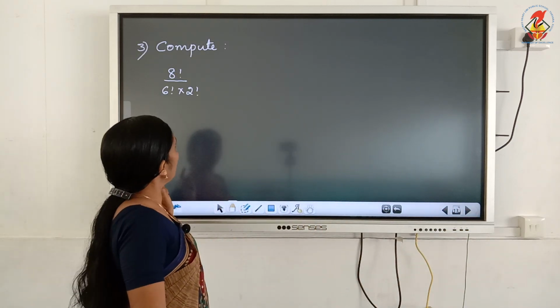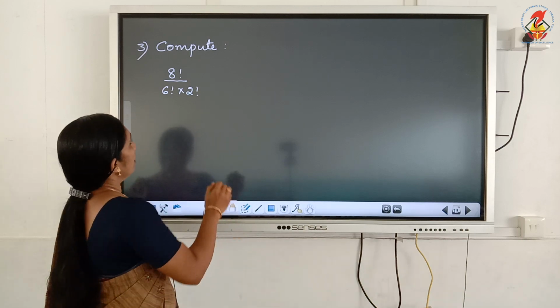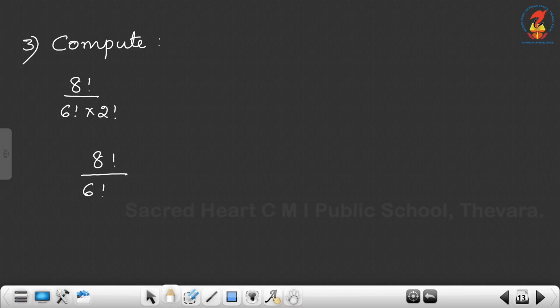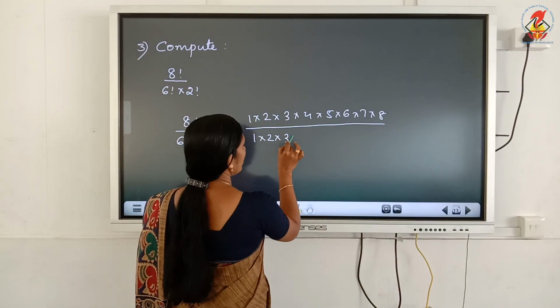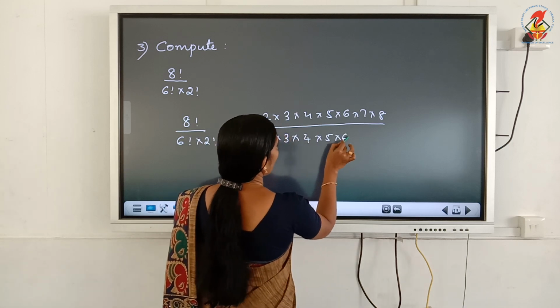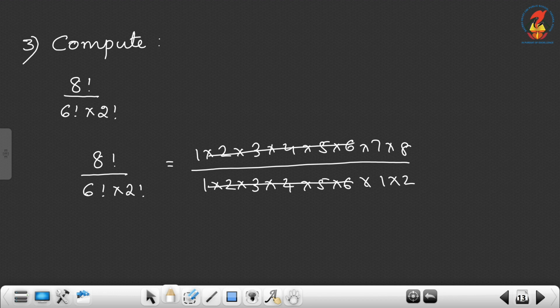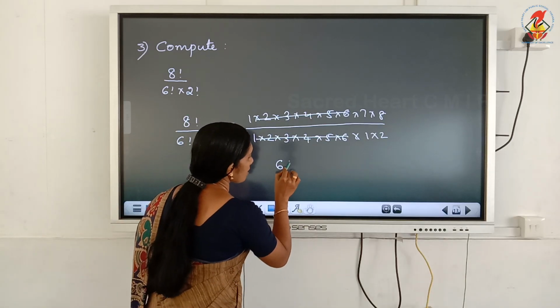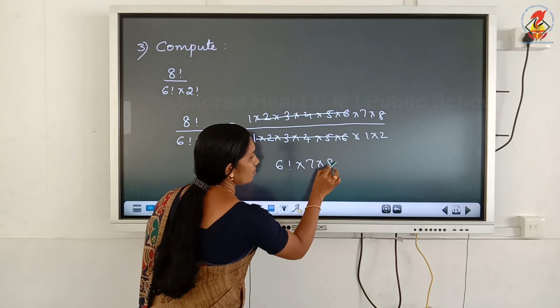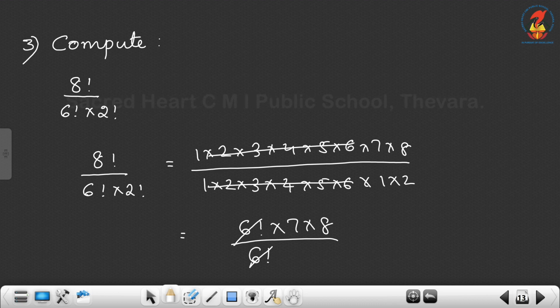Compute 8 factorial by 6 factorial into 2 factorial. So, 8 factorial means 1 into 2 into 3 into 4 into 5 into 6 into 7 into 8. But it is difficult to write all these numbers, isn't it? We can cancel this, then into 1 into 2. So, the easy method is, here 6 factorial, so 8 factorial we can express as 6 factorial into 7 into 8, by 6 factorial. So, it is easy to cancel.